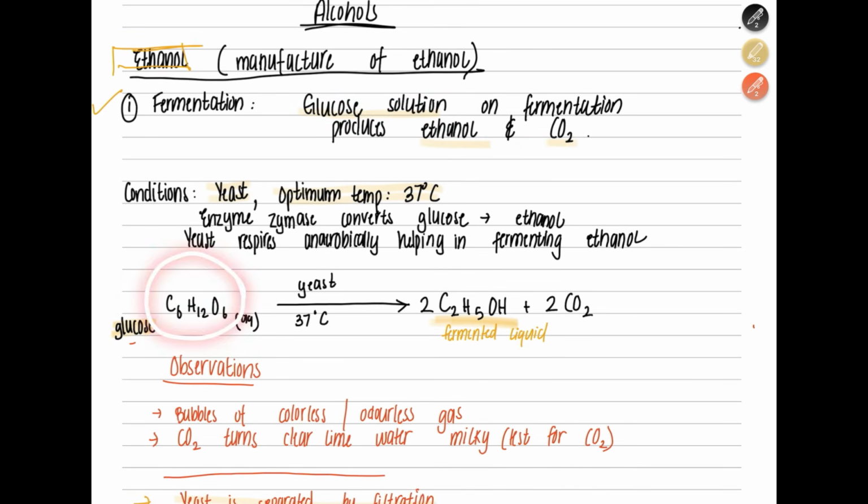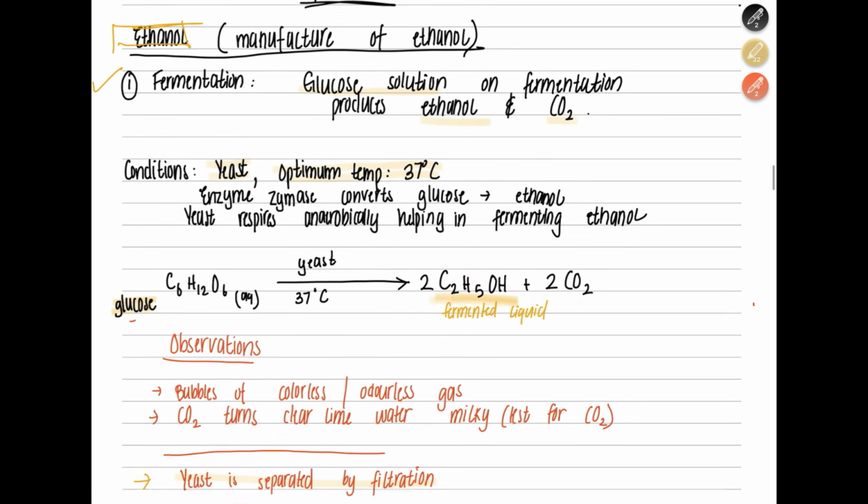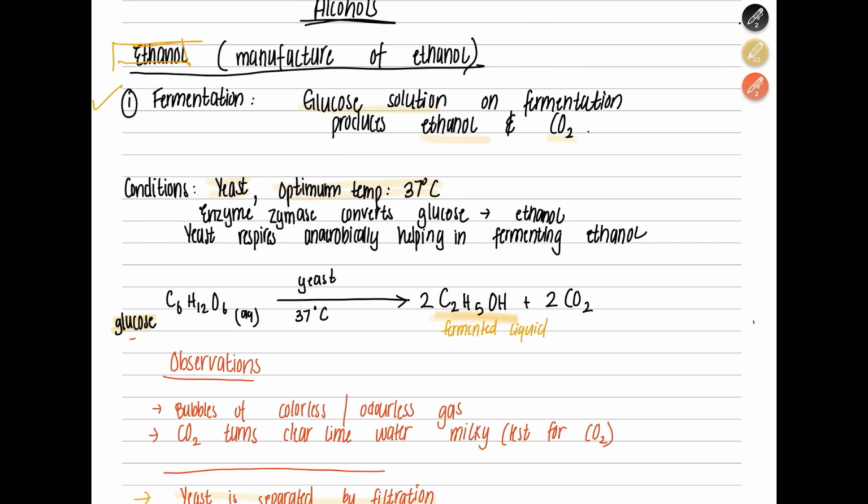So here you have glucose. You basically need yeast and 37 degrees Celsius. The enzyme zymase in the yeast converts glucose into ethanol. The yeast respires anaerobically, helping in fermenting ethanol. You get this fermented liquid and you also get carbon dioxide. This one is cheaper, but it is not very pure and it takes a long time.